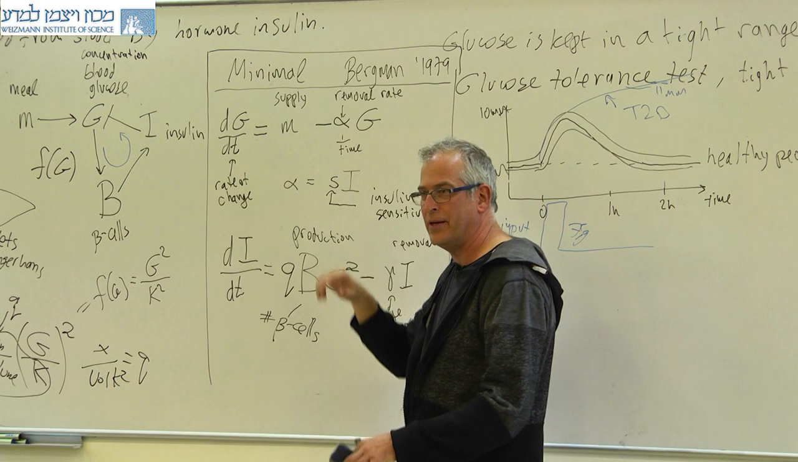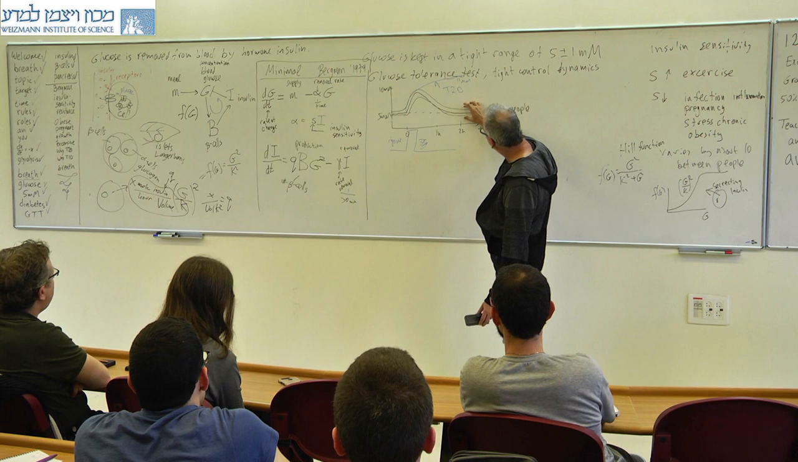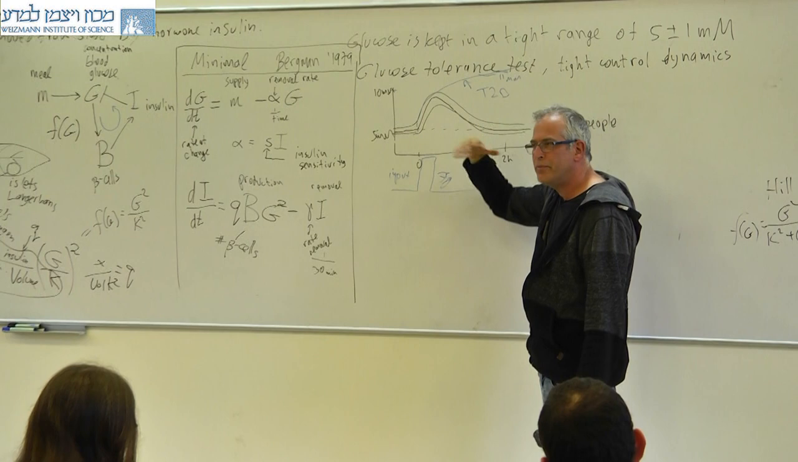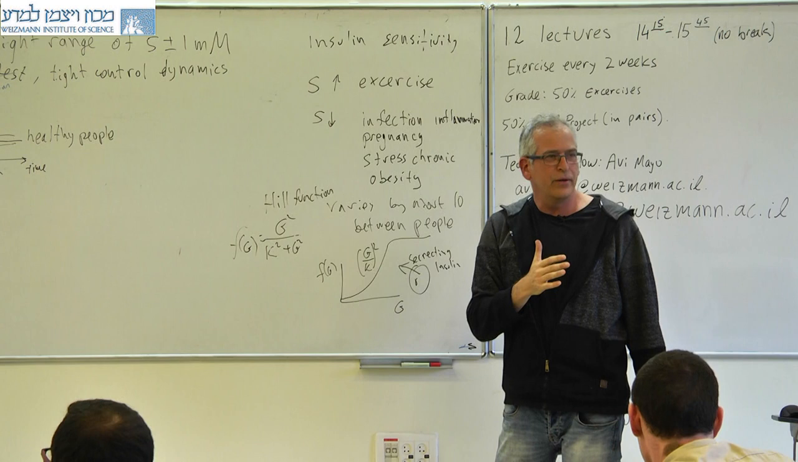And all right, now why do we write these equations? We want to ask questions like this. We want to ask questions about this steady state level, 5 millimolar. Is it plausible that different people with a tenfold difference in insulin resistance, and who knows how much difference in Q, blood volume, and stuff like that, will all have 5 millimolar glucose, plus minus 1?